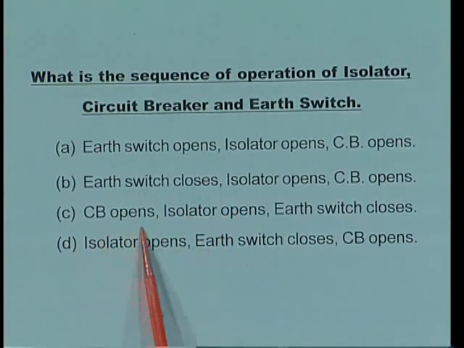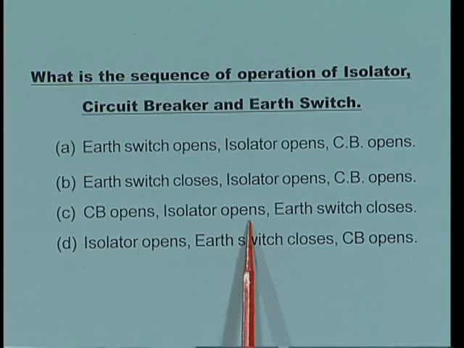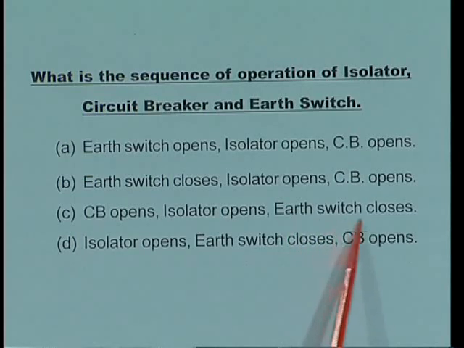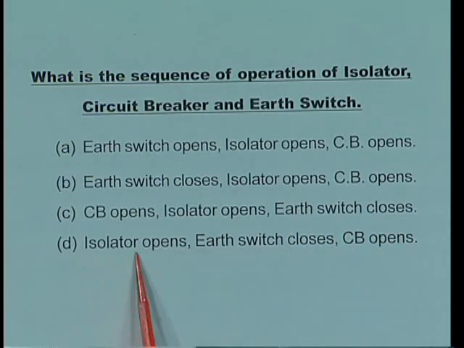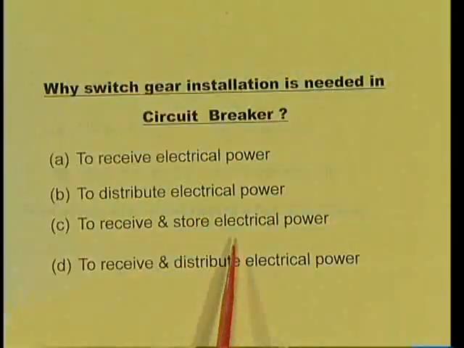See, circuit breaker can be opened in all load conditions. Therefore, first we have to open this. Then isolator opens. Next, earth switch closes. So, generally, always the circuit breaker must be opened first. Then the isolator should be opened. Then the earth switch should be closed. So, out of these A, B, C, D, the C is the correct answer.